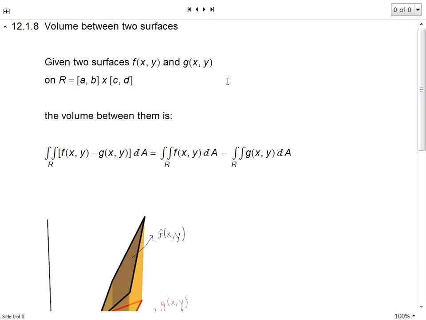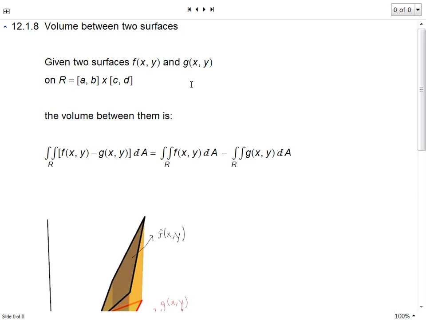Now, the book doesn't really talk about this too much in this section, but I threw it in here because I think now is a good time for you to see this. Up to this point, we've been talking about the volume under a surface to the xy plane, right? And I said earlier the xy plane is really z equals 0. But we can actually find the volume between the surface and another surface. It doesn't have to be the xy plane. It can be another surface.